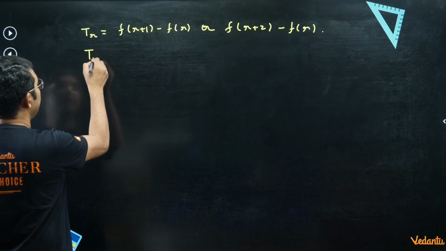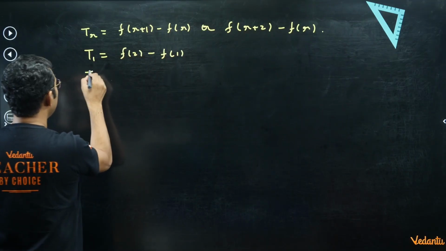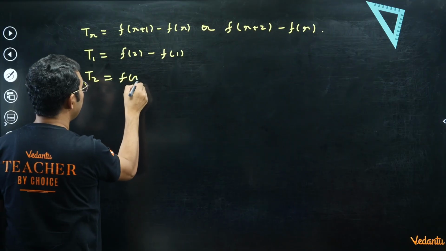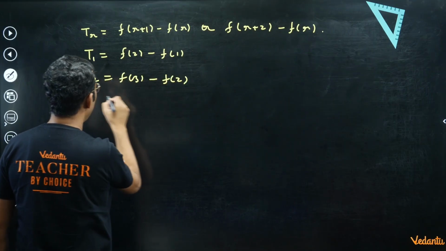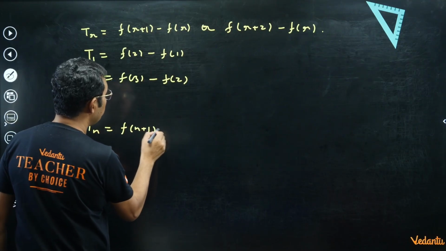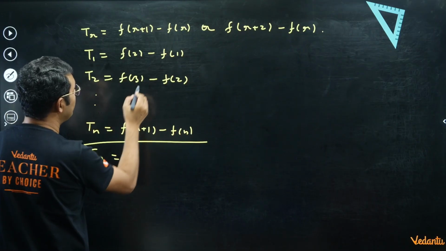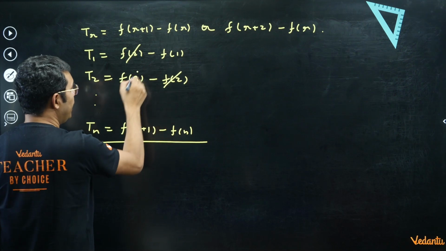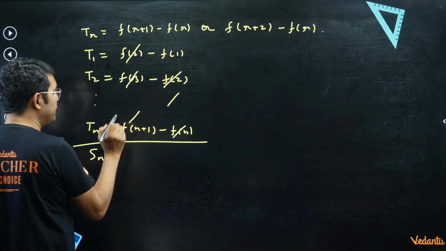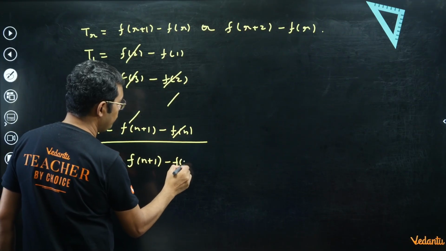Let me show you by writing it. T1 will be F2 minus F1, T2 will be F3 minus F2, and so on, and Tn will be f of n plus 1 minus f of n. If you add them, you can check, F2 will cancel, F3 will cancel, Fn will also cancel here. So you will be just left with f of n plus 1 minus f of 1.